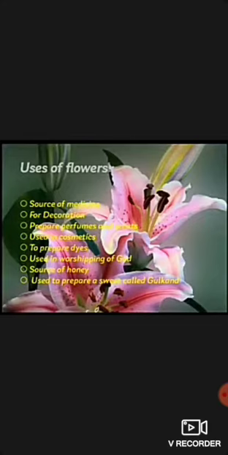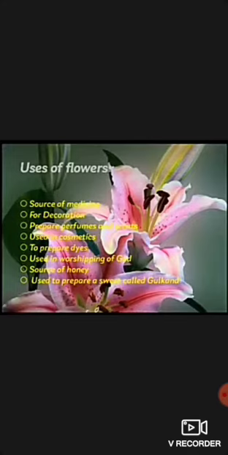And flowers are mainly used in worshipping God. We all know that very well. And flowers are the sources of honey. Children, we all know that honeybees give us honey, but where do they collect that honey? Honey is obtained from the nectar of the flowers. Honeybees collect this nectar. Nectar means a sweet juice which is inside the flower. Honeybees collect the nectar and store it in their hives.